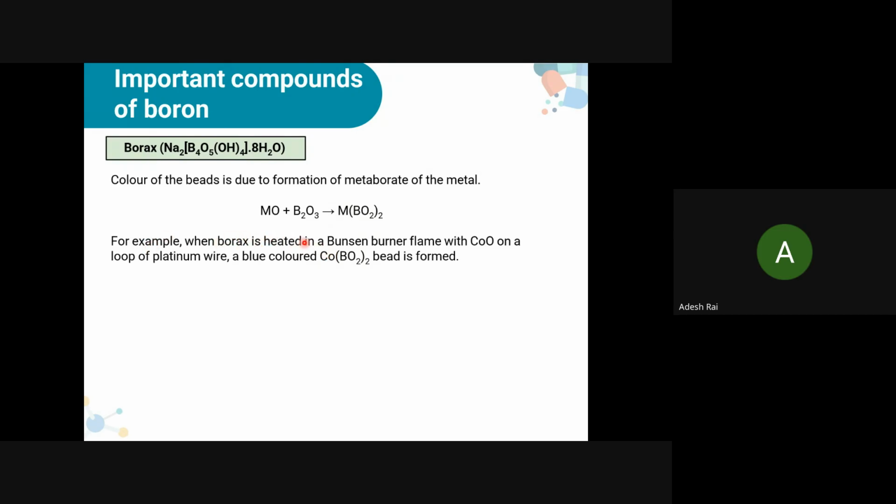So when borax is heated in a Bunsen burner flame with cobalt oxide on a loop of platinum wire, a blue colored cobalt metaborate is formed. What is this called? Co(BO2)2 is called cobalt metaborate. Is that clear?